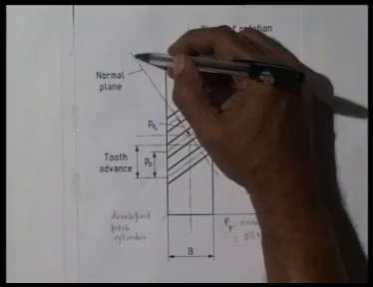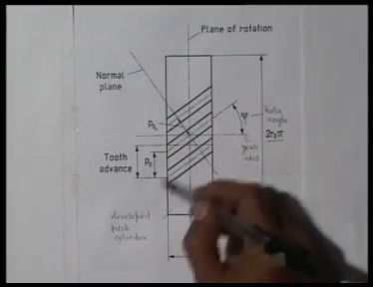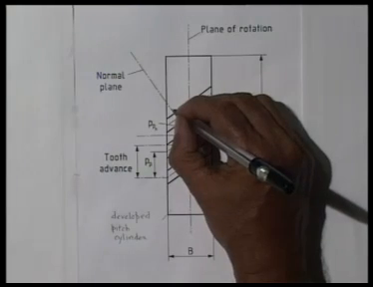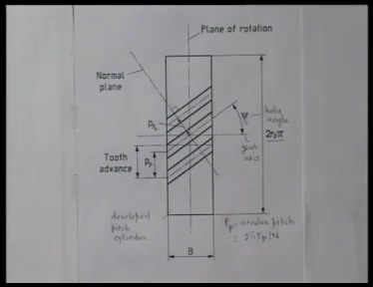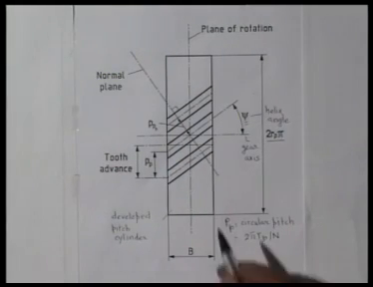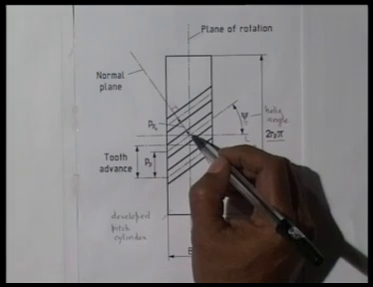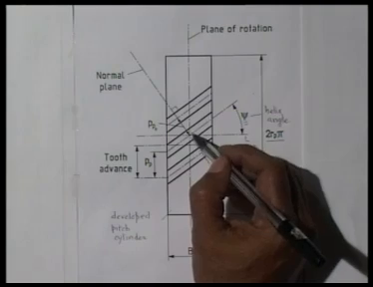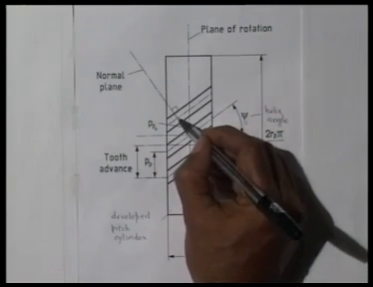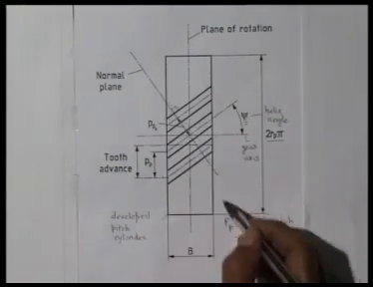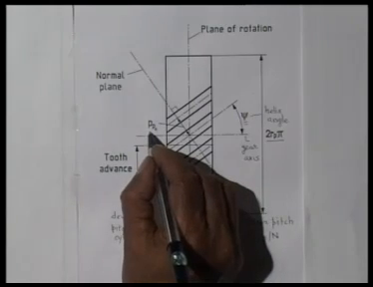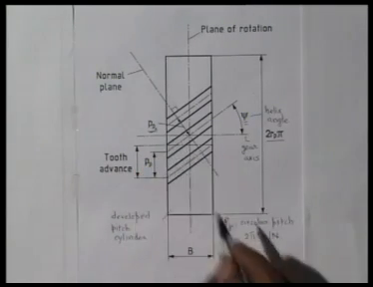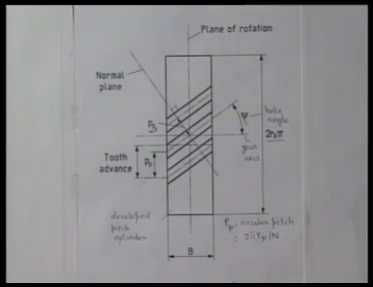If I consider a plane which is normal to this pitch helix, then that I define as normal plane. This angle is 90 degrees. Now if I measure the distance between identical points of two adjacent teeth, like this point and that point, along this normal plane, then that I call normal circular pitch. PPN is nothing but normal circular pitch.